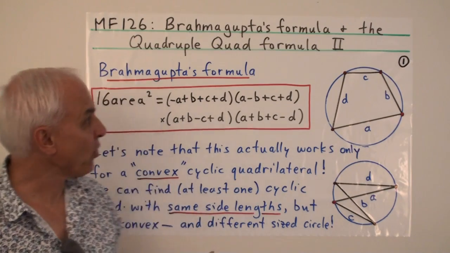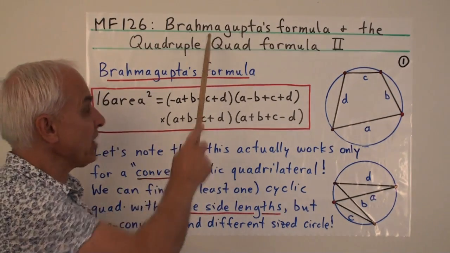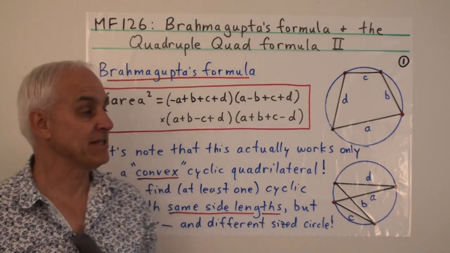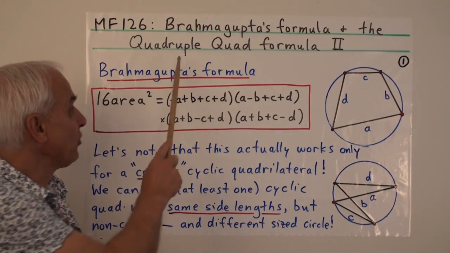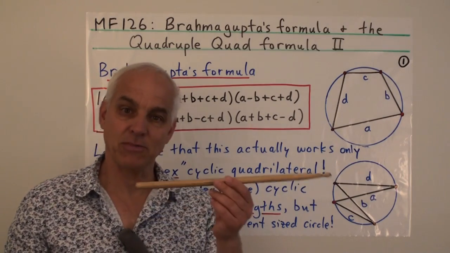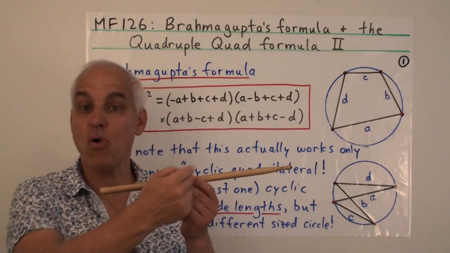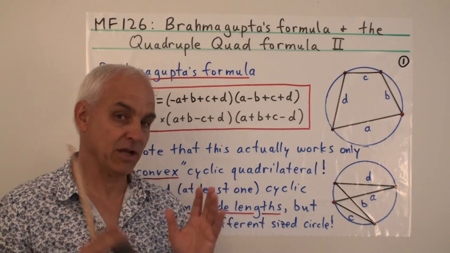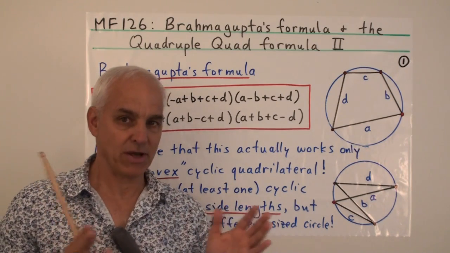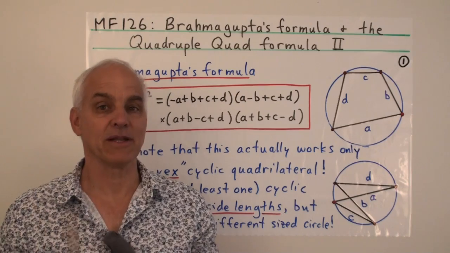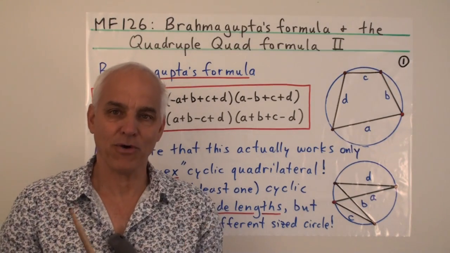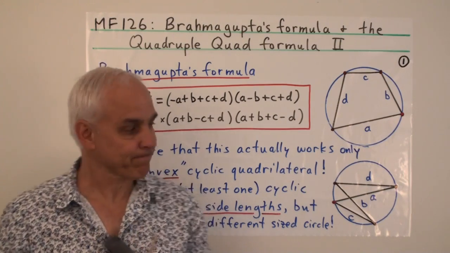In today's video we're going to carry on talking about the connection between the classical Brahmagupta's formula for the area of a cyclic quadrilateral and this quadruple quad formula that we talked about relating 4 points on a line. So it's actually quite interesting that these two somewhat quite different situations are intimately connected. And it's evidence for the power of thinking about things rationally.